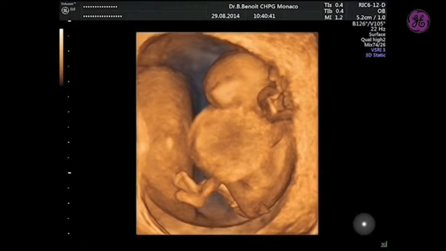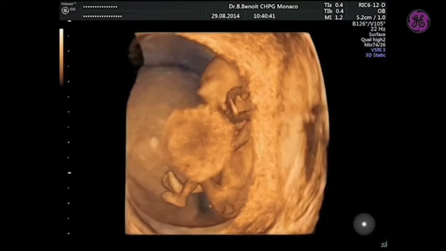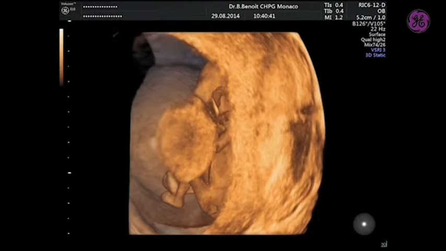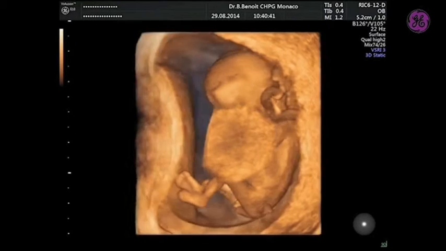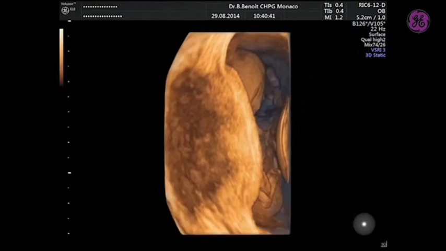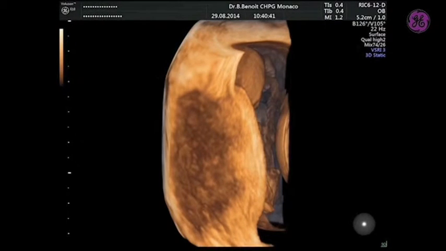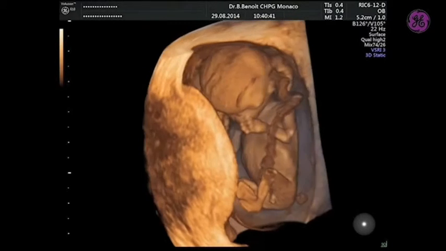And now we will move to 12 weeks, 13 weeks of pregnancy. And I am always using the magic cut, because with the magic cut you can clear, you can remove some part in front of the fetus. So this is the only way if you want to obtain a nice complete view of this fetus.